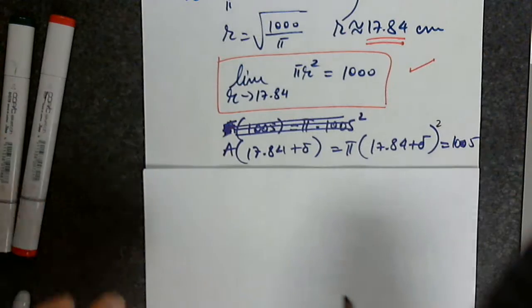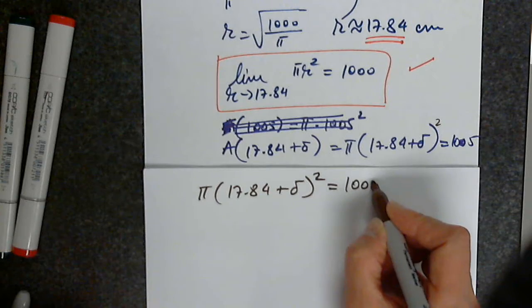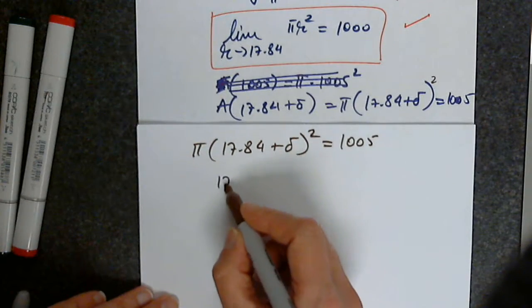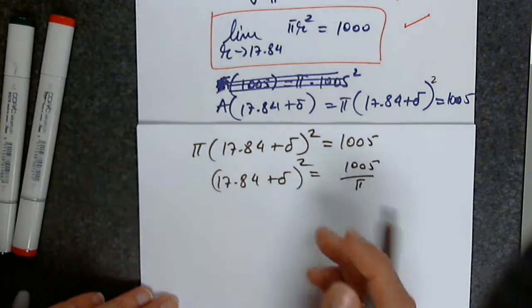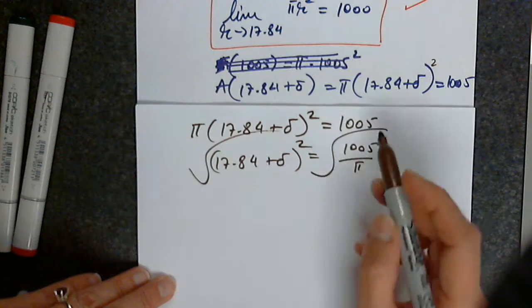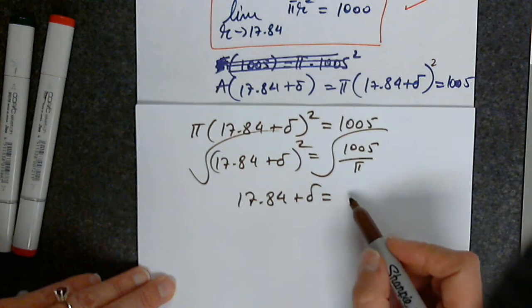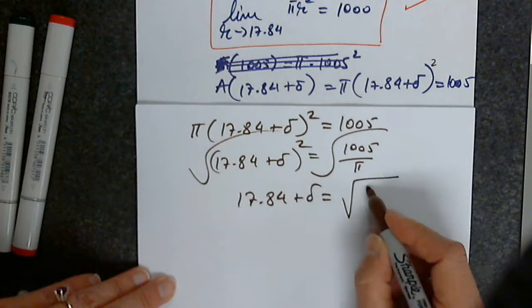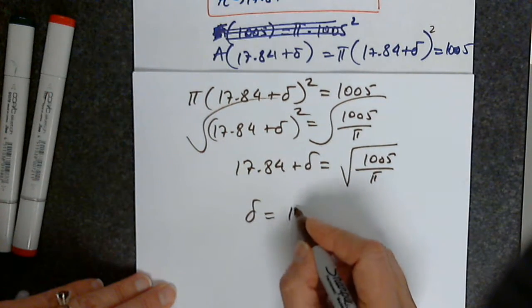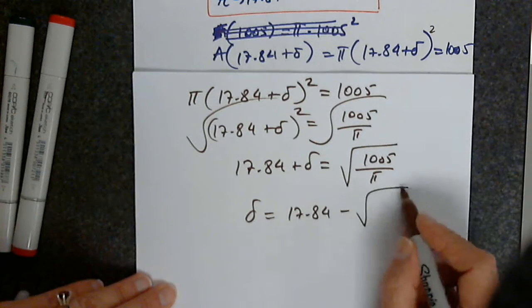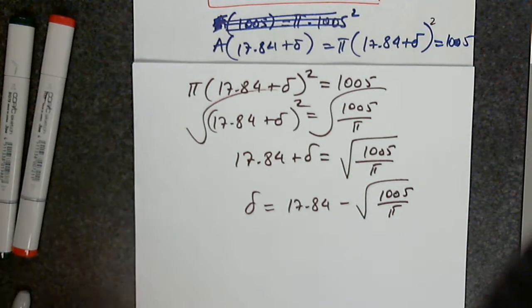So pi times 17.84 plus delta everything squared has to be 1,005. So 17.84 plus delta squared has to be 1,005 over pi. Now I'm solving for delta. I take the square root from both sides. 17.84 plus delta equals, it should be plus or minus, but the square root of 1,005 divided by pi. So then delta equals 17.84 minus the square root of 1,005 over pi. So I'll plug this in the calculator and I'll determine delta.